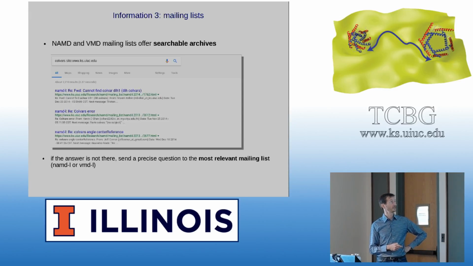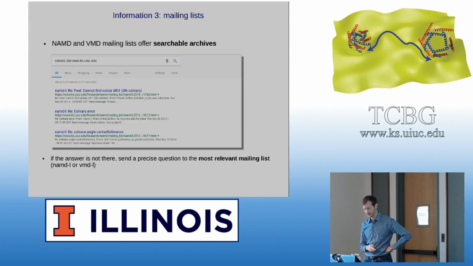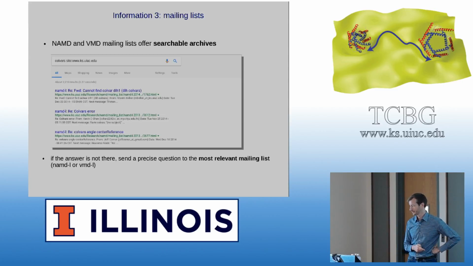And on the NAMD mailing list in particular, but also in VMD, you find a total, as of yesterday, of 2,000-something results, so messages that mention Colvars. So the chances are that your issues could be covered there. If it's not there, don't hesitate to send a precise question, pick the right mailing list, of course, NAMD or VMD. Most of the conversation on Colvars has been happening on the NAMD list so far. That might change.